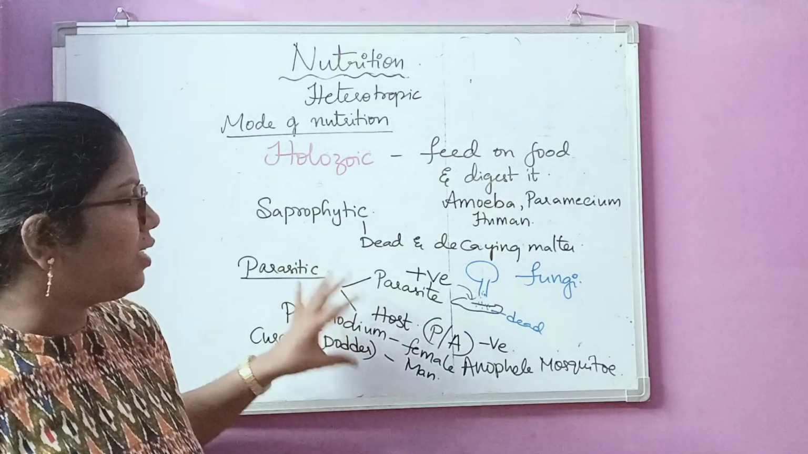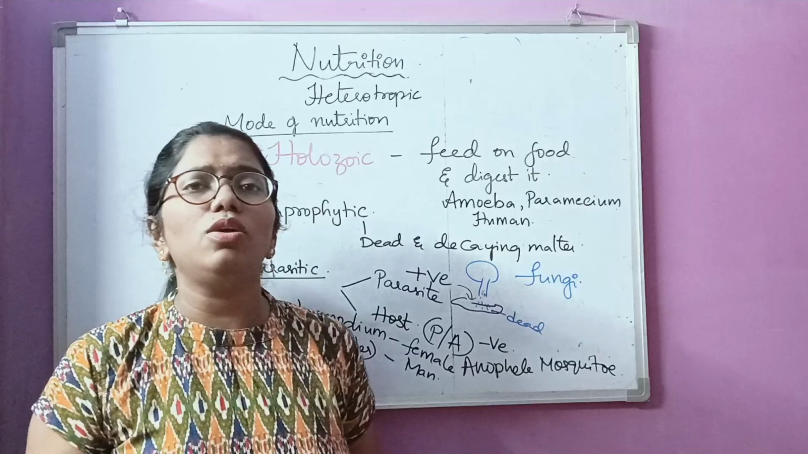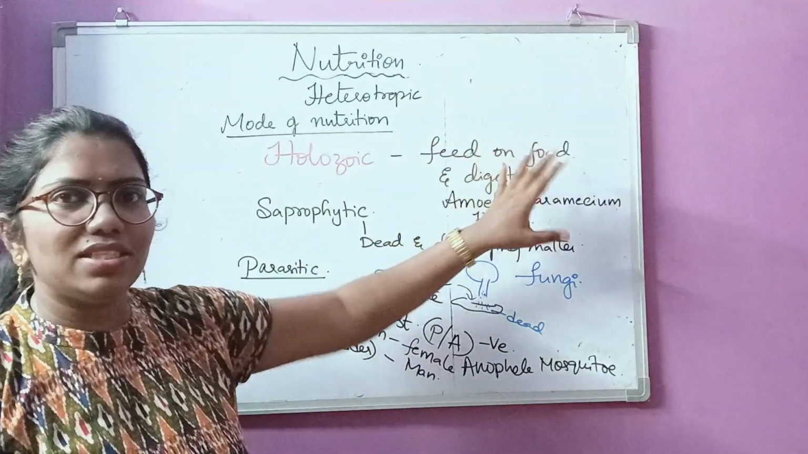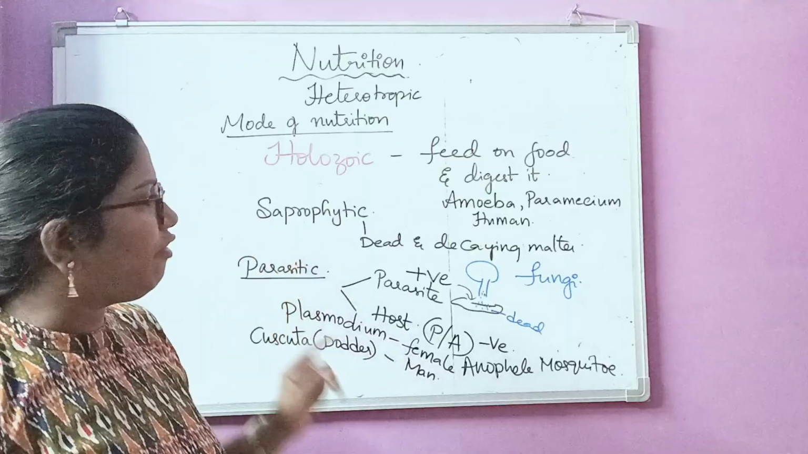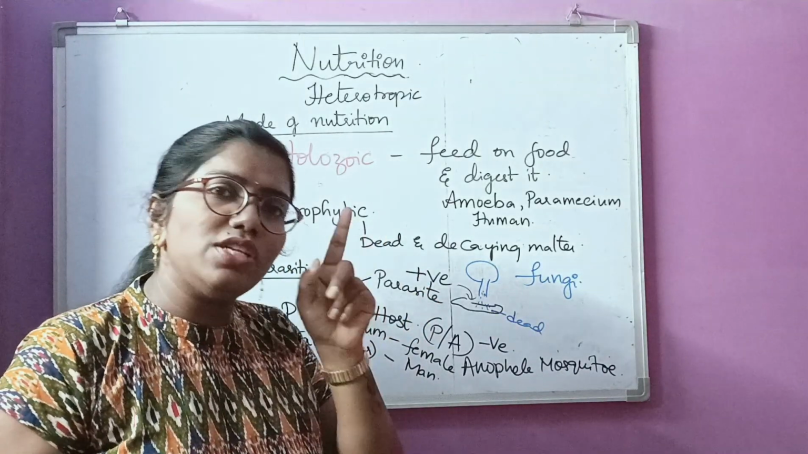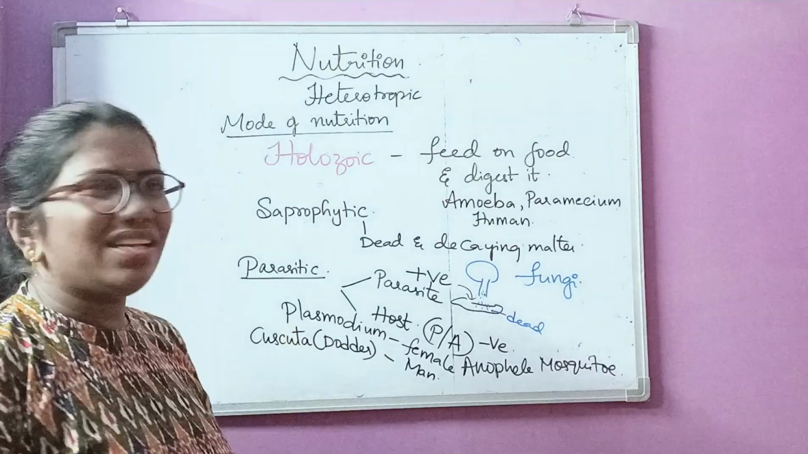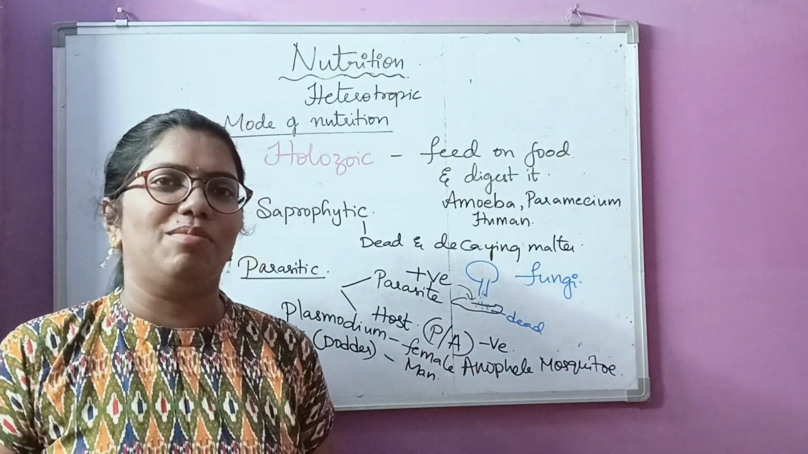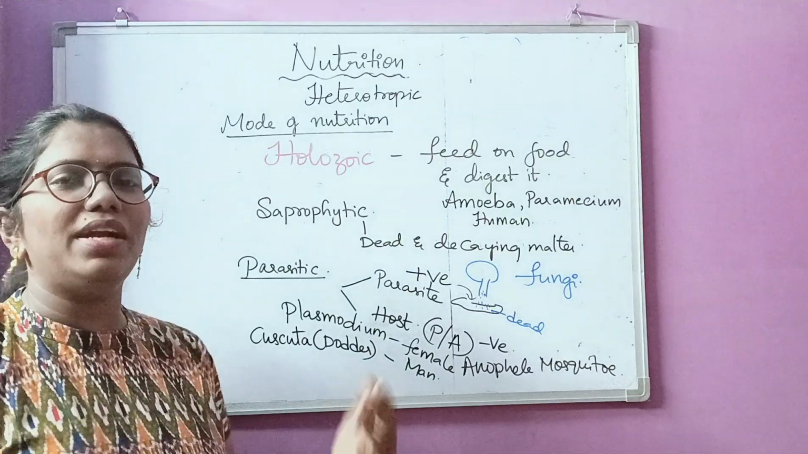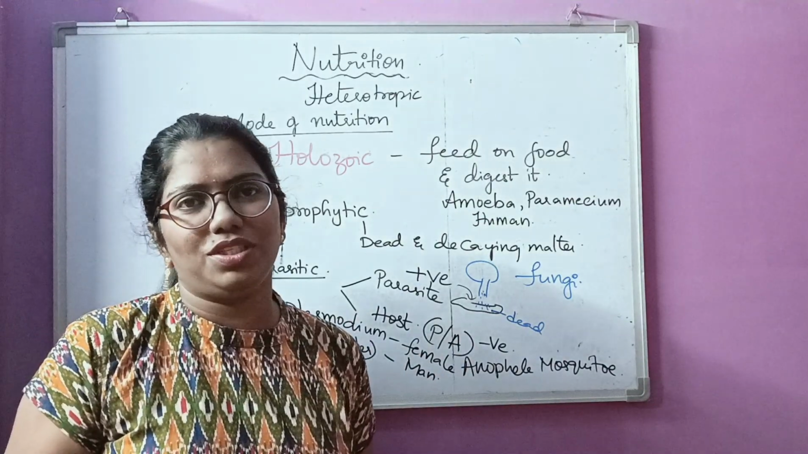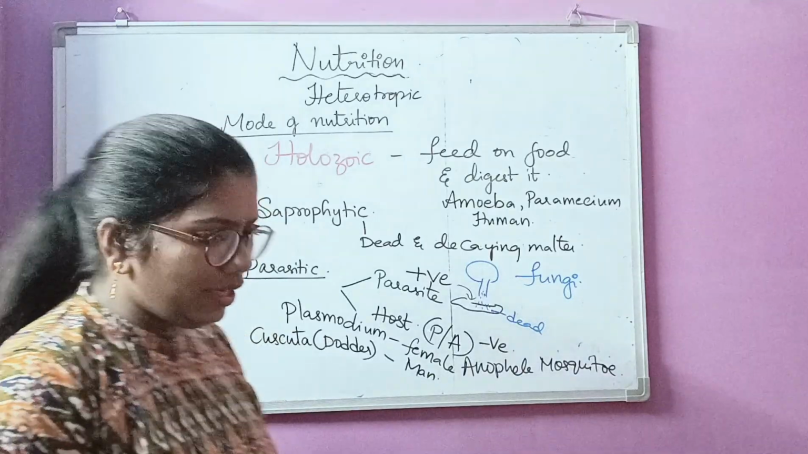So parasitic nutrition is the one which depends on the host body. Holozoic takes the food and digests it inside the body, whereas saprophytic digests the food outside the body and depends on dead and decaying matter. Parasites obviously do not have a well developed digestive system, because they directly depend upon the host and take the absorbed food from the host. Got it?